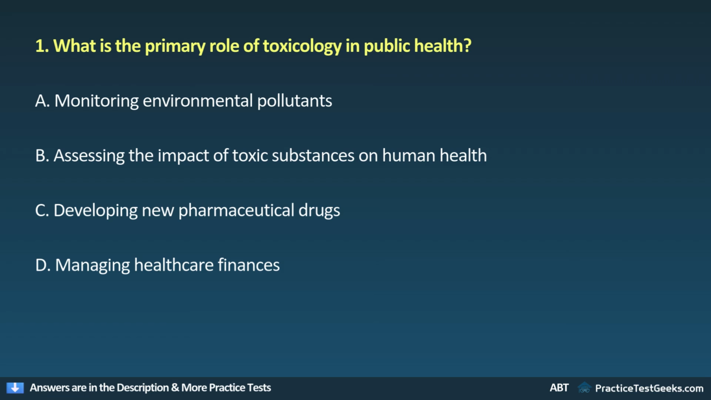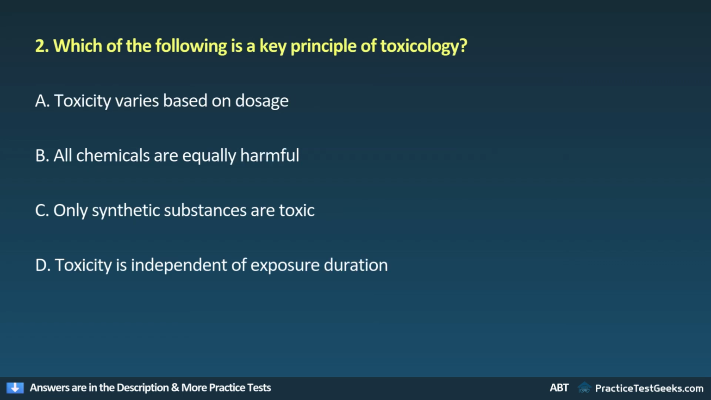1. What is the primary role of toxicology in public health? A. Monitoring environmental pollutants. B. Assessing the impact of toxic substances on human health. C. Developing new pharmaceutical drugs. D. Managing healthcare finances.